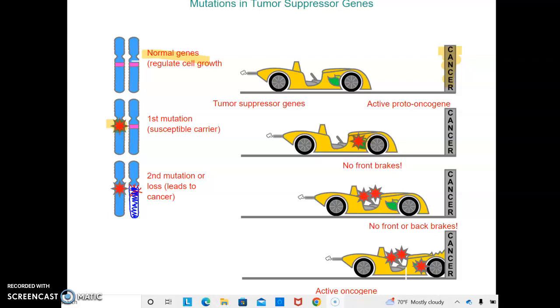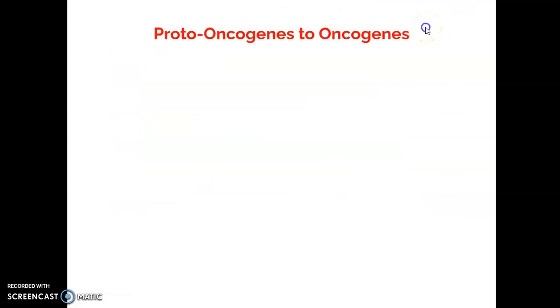Now, if you notice here, when we have two mutations, and I had to draw this in here, we don't have any brakes at all. And then if we have a gas pedal that's stuck, that's what leads us into cancer. Again, it's an accumulation of mutations. It's not just that one front brake being gone, but both brakes being gone and the gas pedal sticking that can lead to that particular cancer.